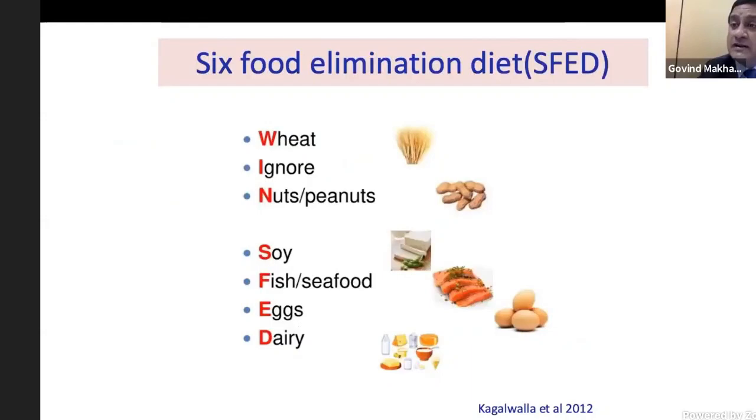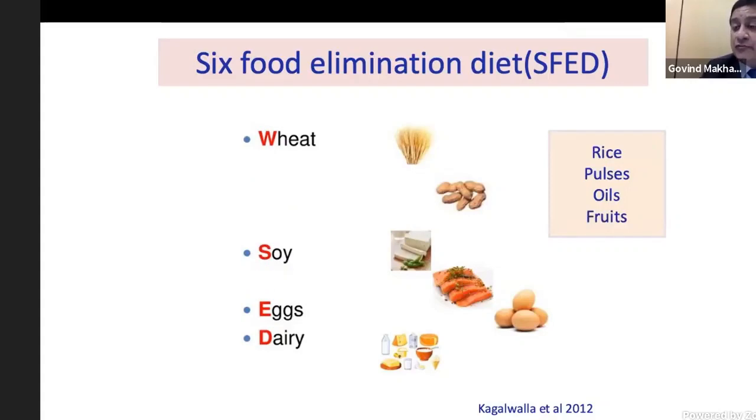And if you can't do an elemental diet, then the other measure is a 6-food elimination. The most common allergens are these 6 foods. What are these 6 foods? Wheat, nuts and peanuts, soya, fish and seafood, eggs and dairy. Again, to remember: wheat, nuts and peanuts, soya, fish, eggs, and dairy products.